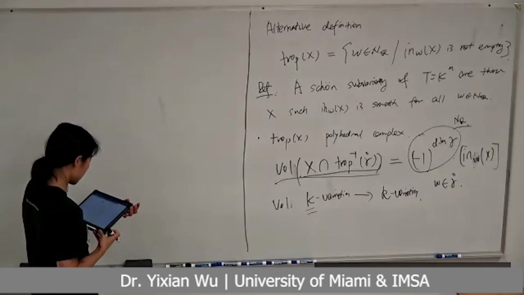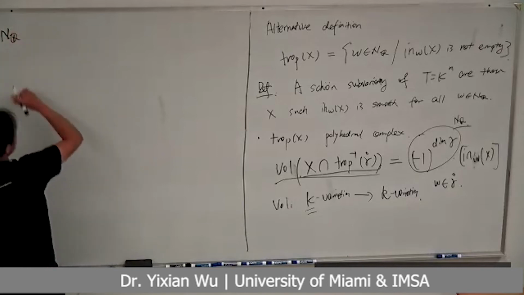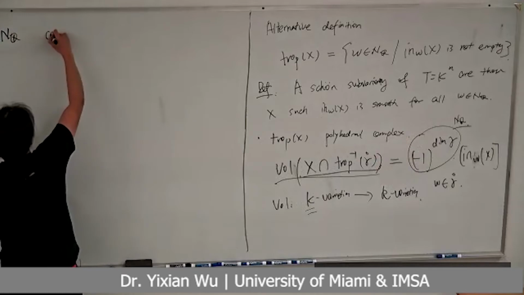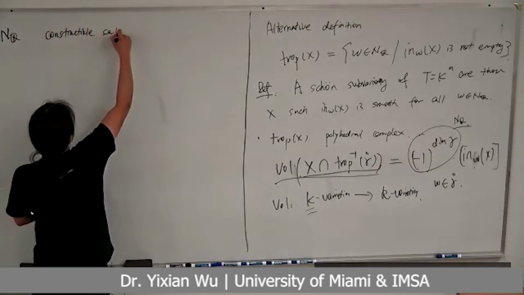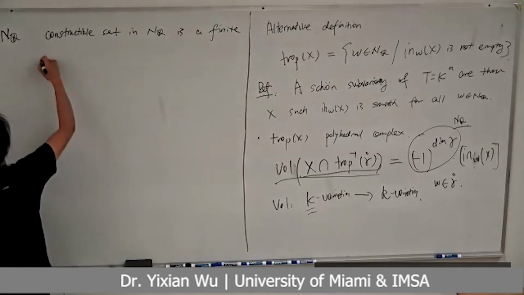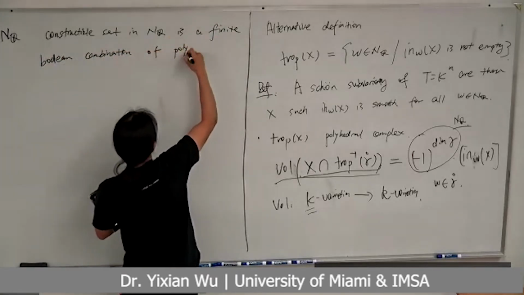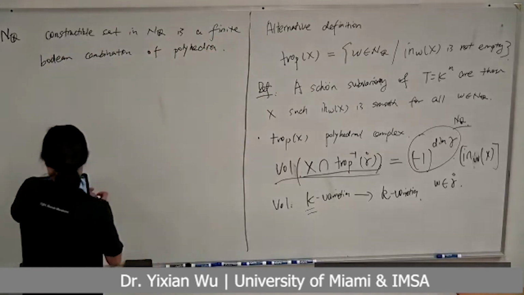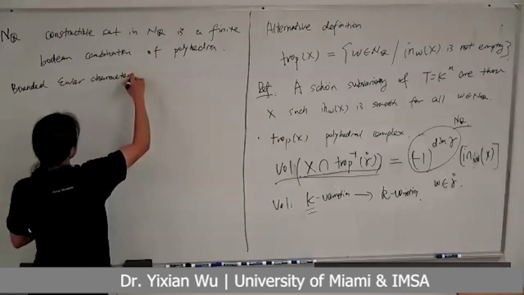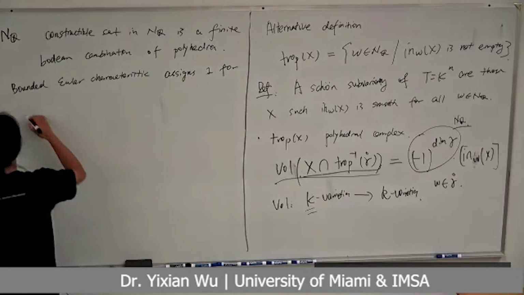So let me tell you what the tropical Fubini theorem is, and maybe before that, let me tell you about this bounded Euler characteristic on the lattice. A constructible set in N_Q is a finite Boolean combination of polyhedra. And the bounded Euler characteristic assigns one for each non-empty polyhedron.